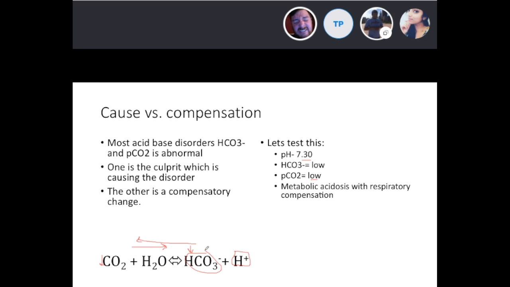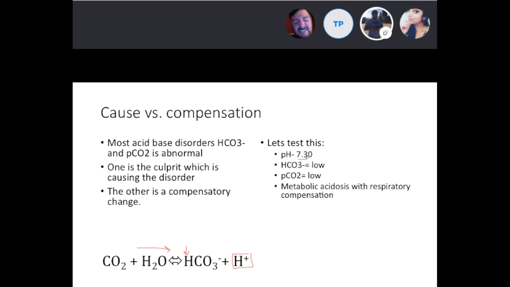Did I confuse anybody, or do you want me to try that again? Let's do it one more time. Let's say it's a metabolic acidosis. That means my bicarb is low, right? So what happens when your bicarb is low? It's going to try to make more bicarb. By making more bicarb, it's going to create more hydrogen ions. That's going to make it acidic.